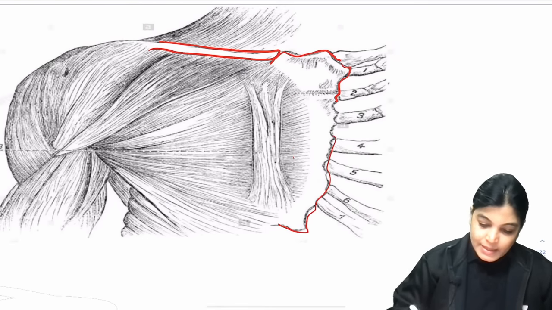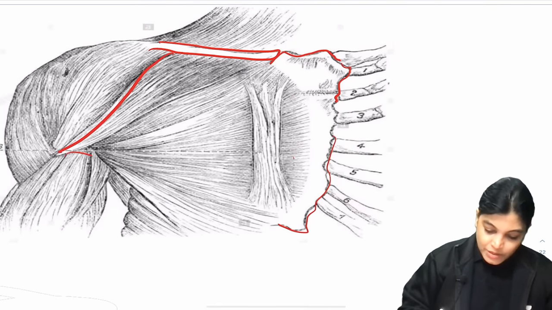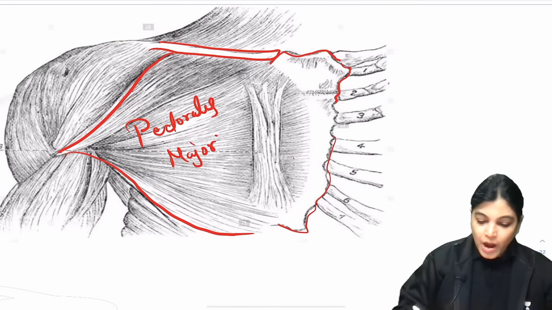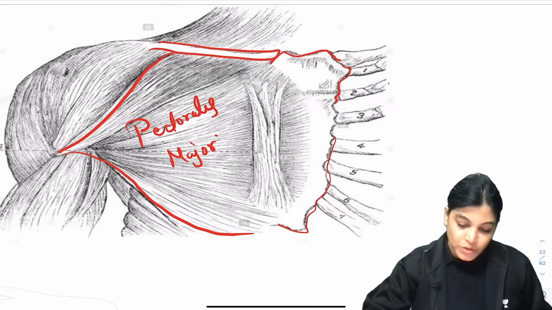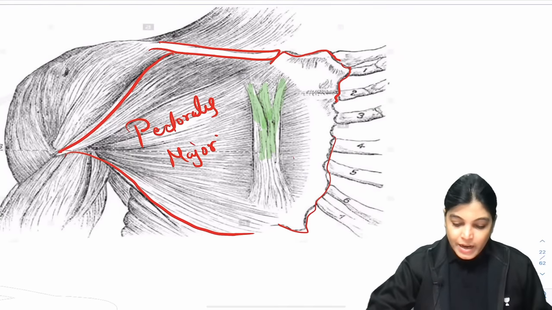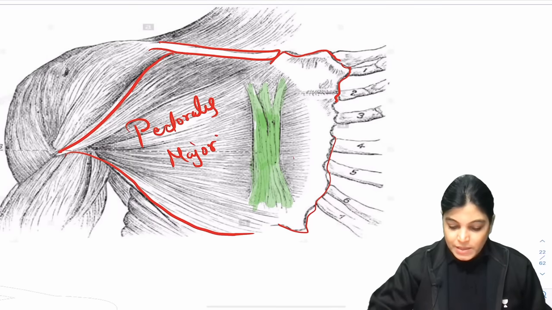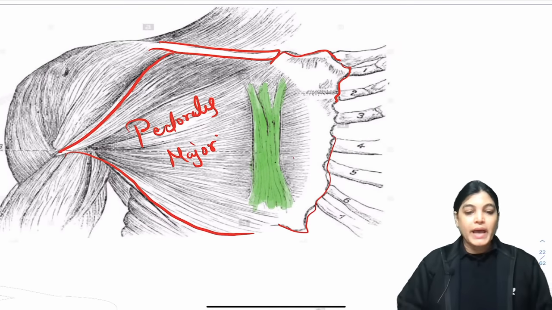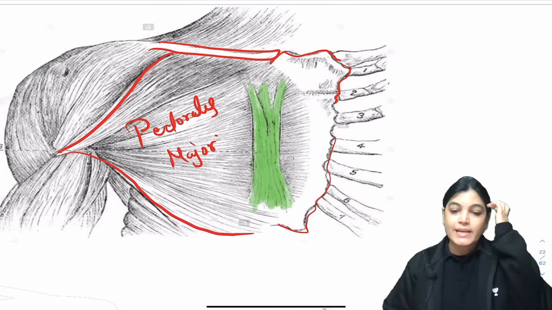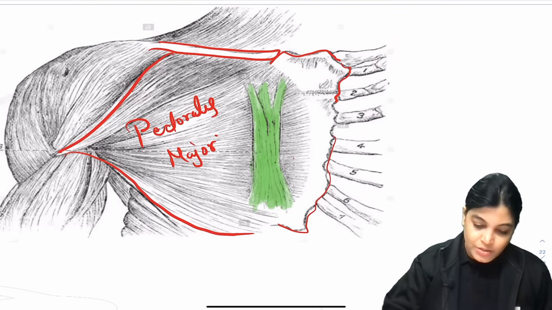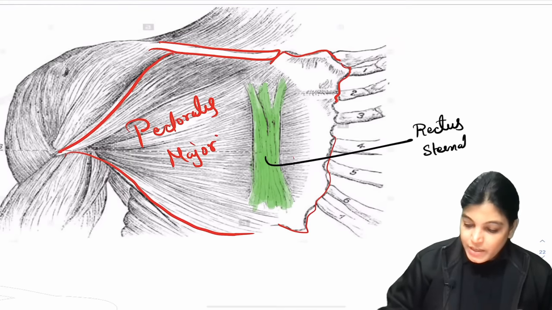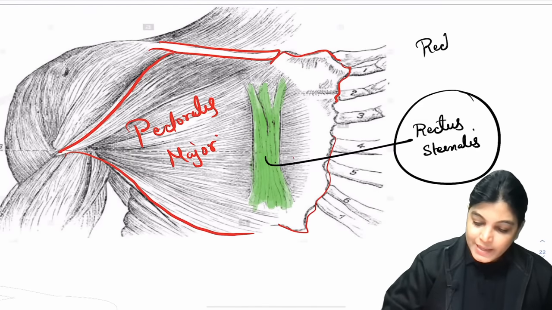The muscle which you are seeing here is the pectoralis major muscle, which we have already discussed. Superficial to it, you can see a small slip of muscle running. Can you see it? This small slip of muscle running superficial to pectoralis major muscle is called the rectus sternalis muscle. In anatomy, the word rectus means straight.